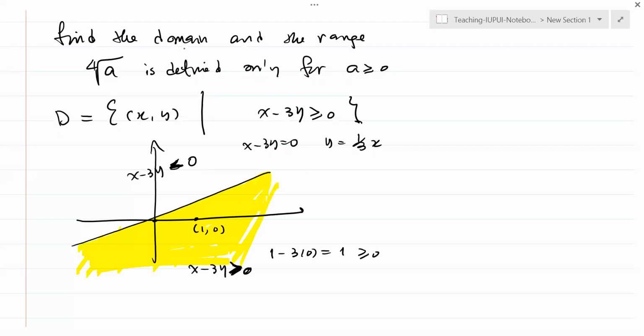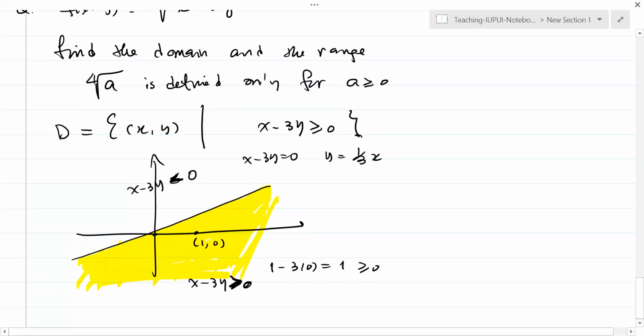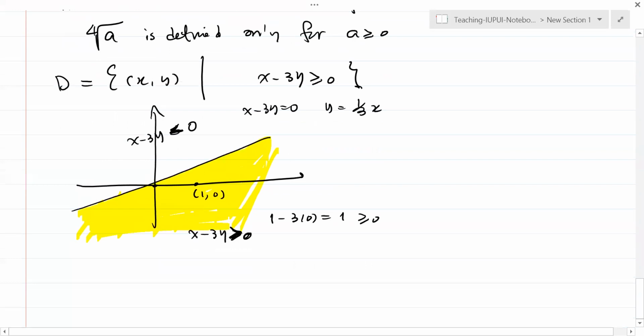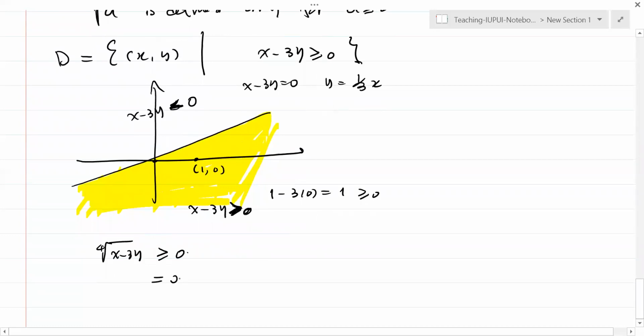The question is, what is the range? As you can see, the fourth root of x minus 3y can never be negative. But it could be 0, right? When x minus 3y is 0. So the value could be 0, but in general it's greater than or equal to 0.